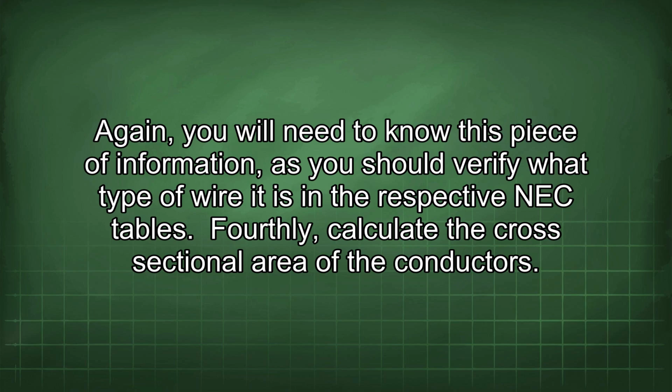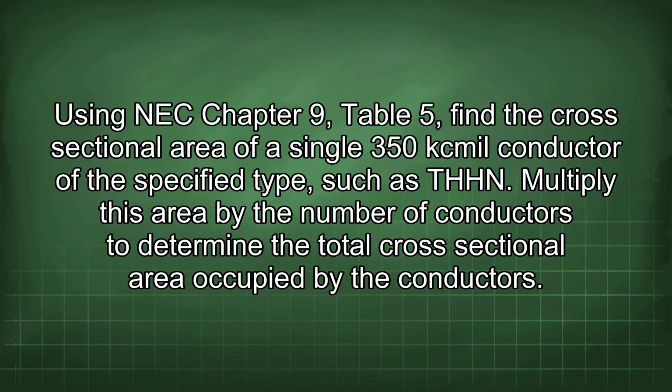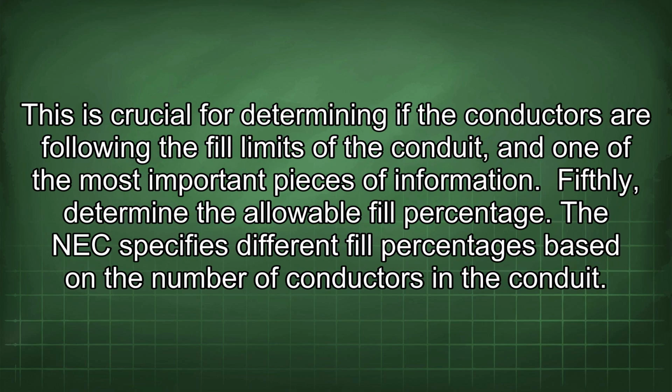Fourthly, calculate the cross-sectional area of the conductors. Using NEC Chapter 9, Table 5, find the cross-sectional area of a single 350 kcmil conductor of the specified type, such as THHN. Multiply this area by the number of conductors to determine the total cross-sectional area occupied by the conductors. This is crucial for determining if the conductors are following the fill limits of the conduit, and one of the most important pieces of information.